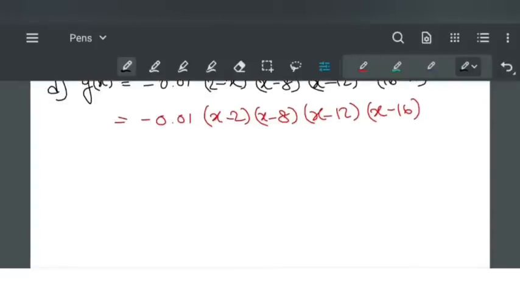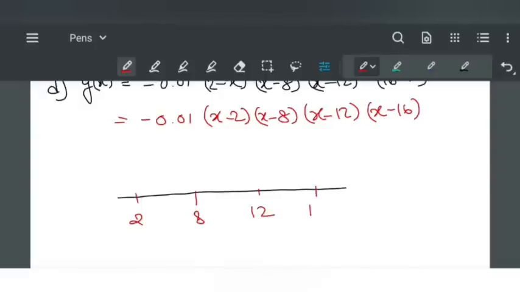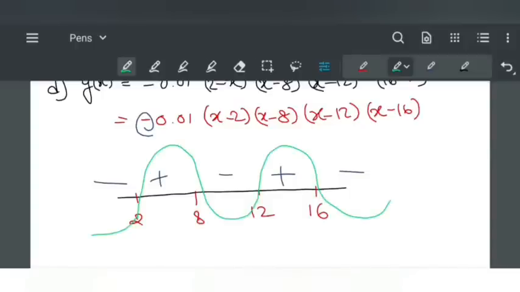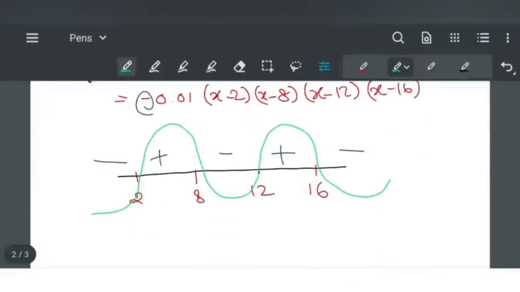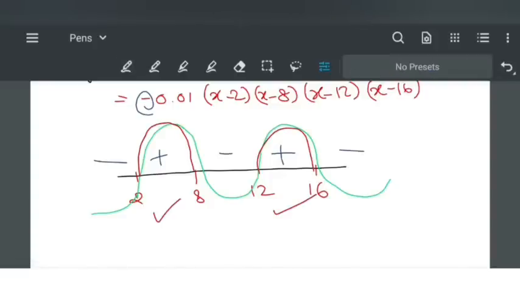So we'll first draw a number line with 2, 8, 12 and 16. As the leading coefficient is negative, we have to start the right hand side with negative. x minus 16, everyone has an odd power, so the sign will keep changing. So the function will be negative, positive, negative, positive, negative. Okay, what is asked in the question? The function is positive in the restricted domain 2 to 8 union 12 to 16. So from the region 2 to 8 the function is positive, yes, and in 12 to 16 again the function is positive, hence option D is also correct.